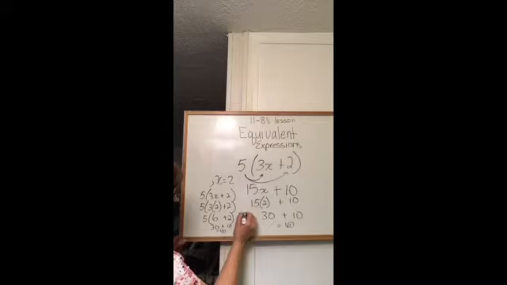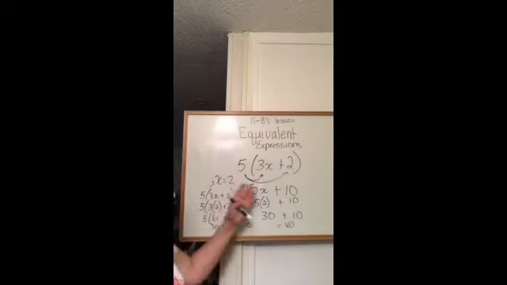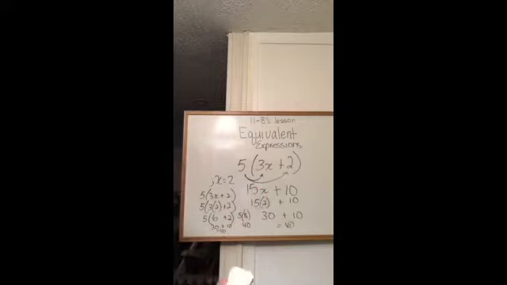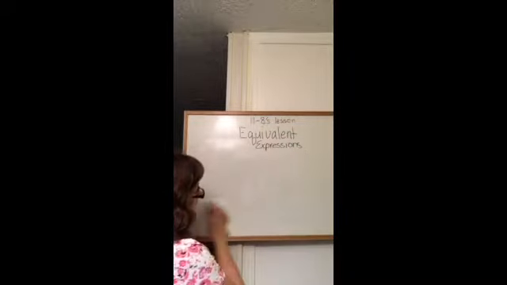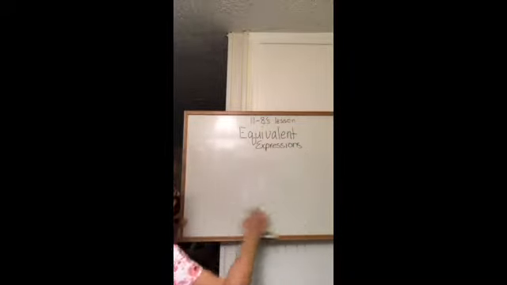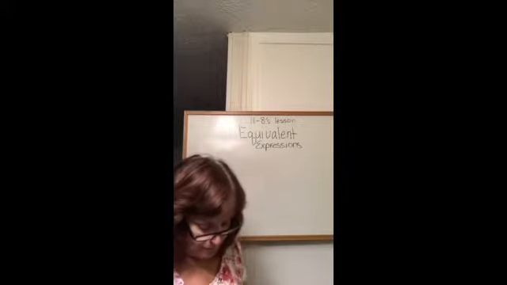You could also do it this way. 5 times, what is 6 plus 2? 8. What is 5 times 8? 40. I've shown you a couple different ways, but we've arrived at the same answer. If I was to substitute in a different value for x, I would get the same result. Both expressions would be equivalent. They would give us the same value when all is said and done.